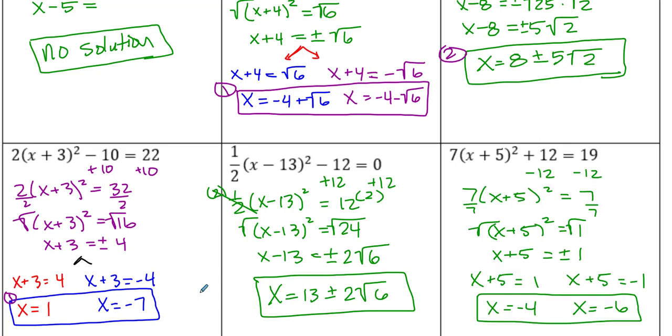All right, welcome back. So this is what I got. I got x is equal to negative 4 and negative 6. So this one I did need to split up into number 1 and number 2, two different equations because you had that plus or minus 1. All right, so that is it. That is all I got for you guys.